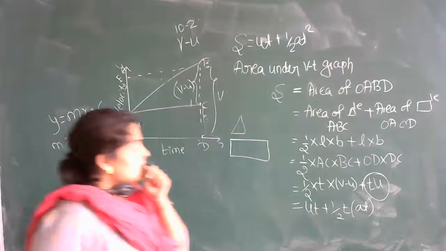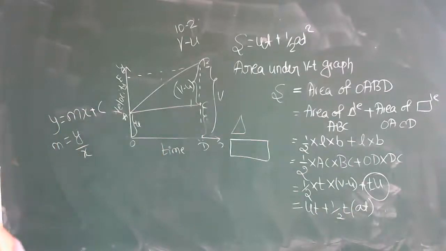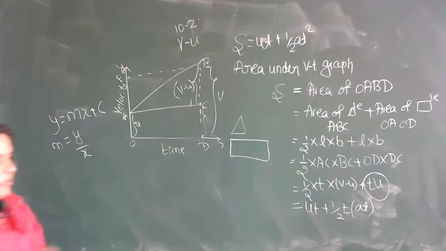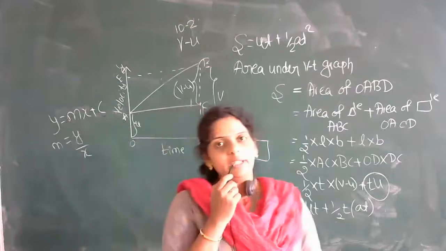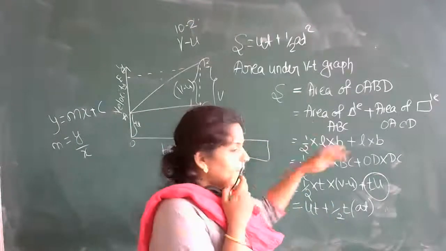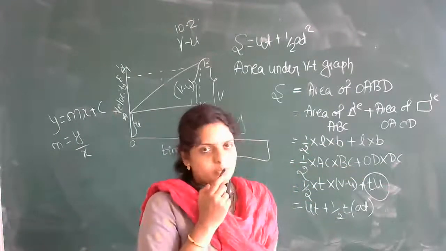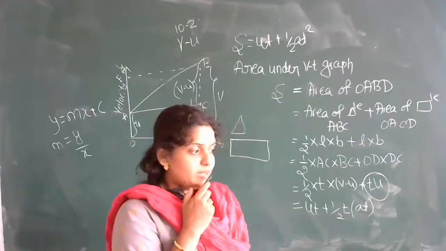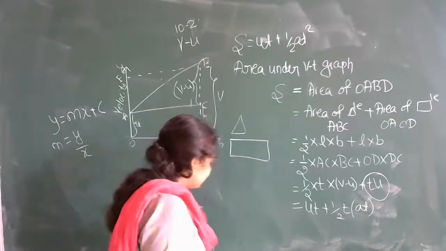Okay, students. Next, the last, third derivation, that is v square minus u square is equal to 2as. That is our third derivation. I'll give you a hint. Will you solve it? Same derivation, little changes you can do. Just try yourself.